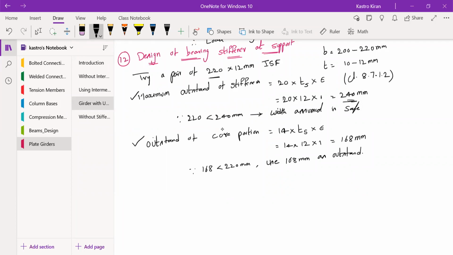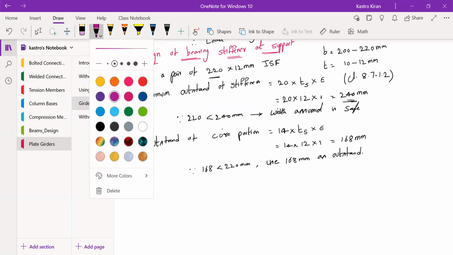The thickness you can take as either 10 mm or 12 mm. Mostly you go for a little higher thickness because you are providing the stiffener exactly at the support, and at the support you can expect high amounts of load. When there are high loads, obviously the dimensions of the member should be a little greater. That's the reason why I'm going for the upper value, that is 12 mm. So that's how you design the bearing stiffener at support.